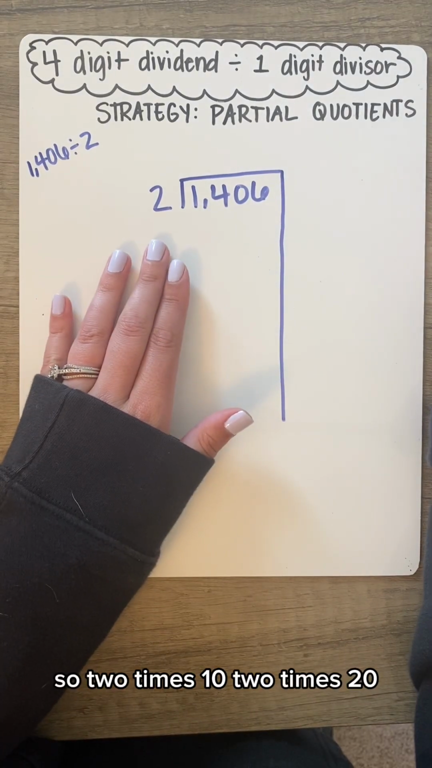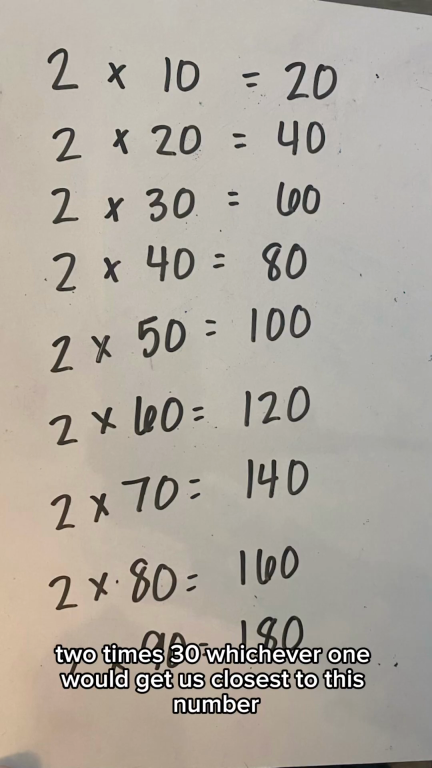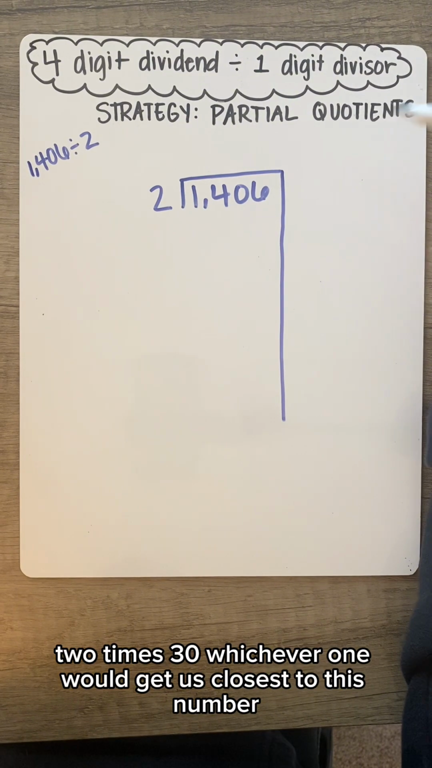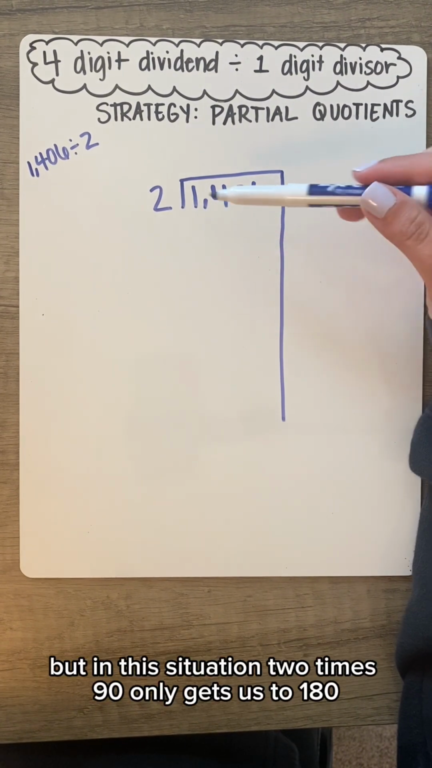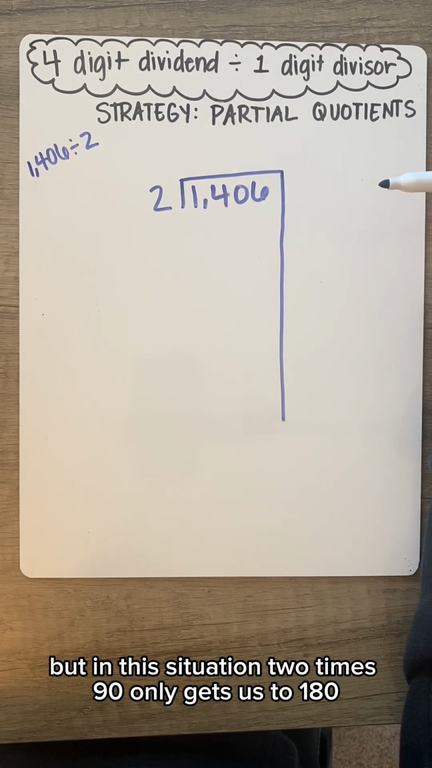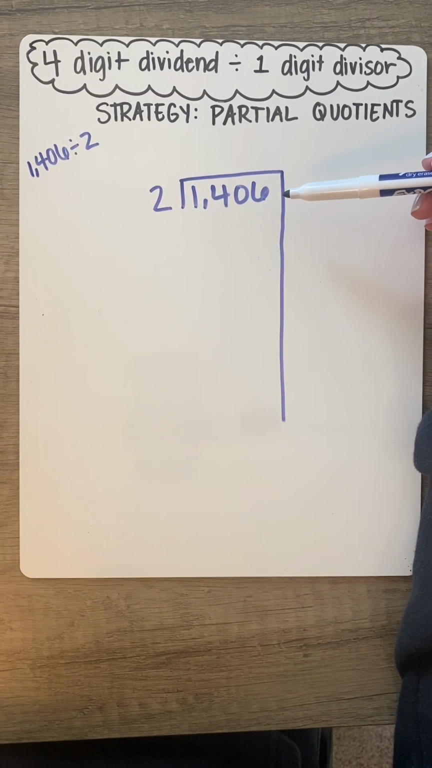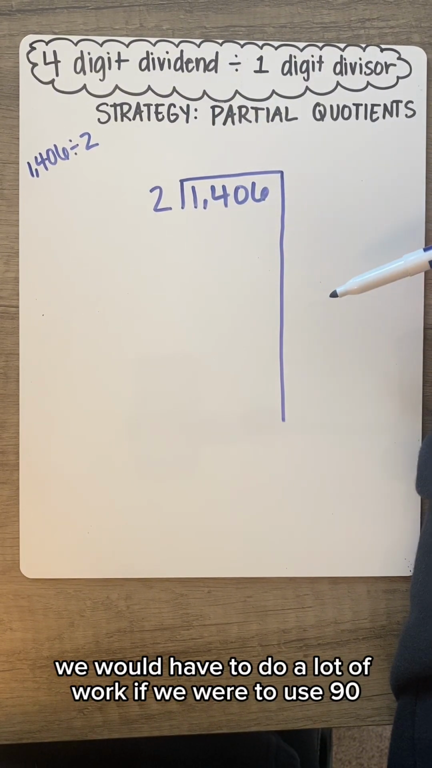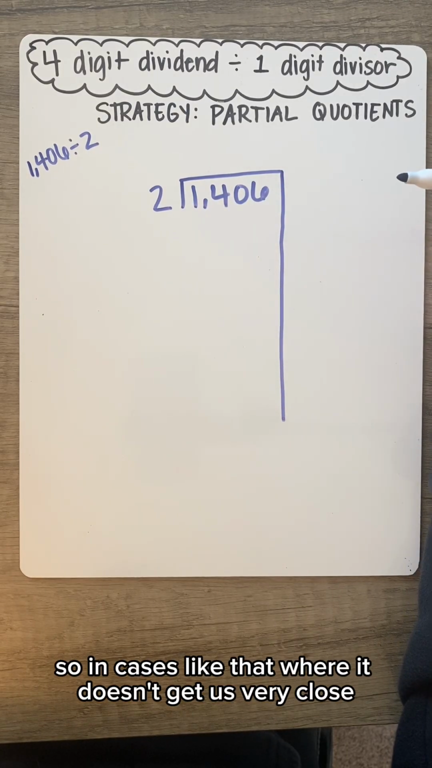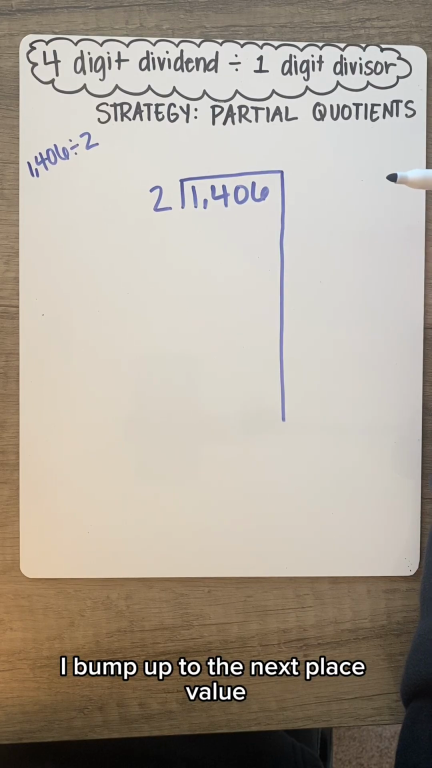So 2 times 10, 2 times 20, 2 times 30, whichever one would get us closest to this number. But in this situation, 2 times 90 only gets us to 180, which isn't very close to this number at all. We would have to do a lot of work if we were to use 90. So in cases like that, where it doesn't get us very close, I bump up to the next place value.